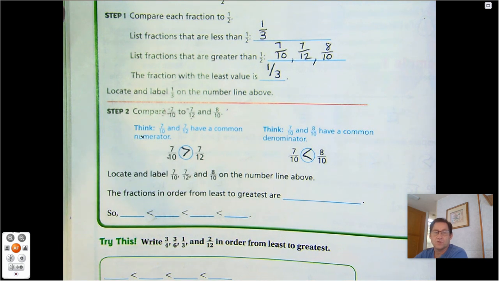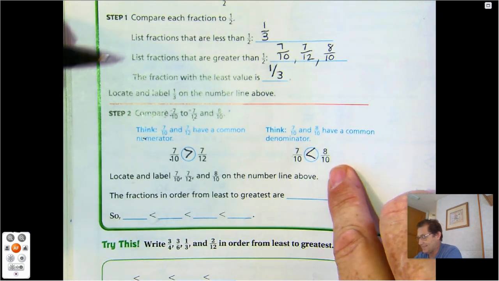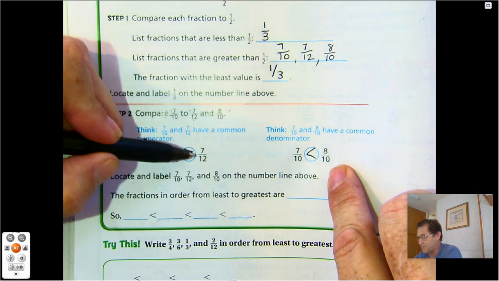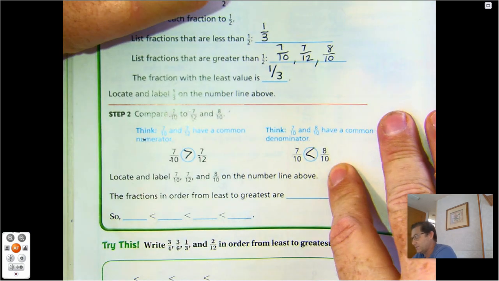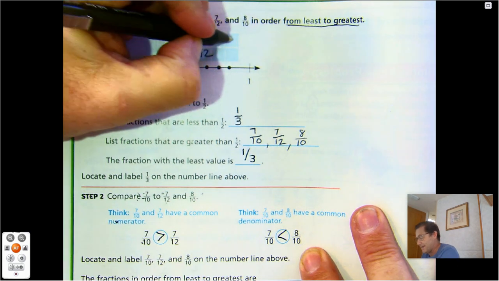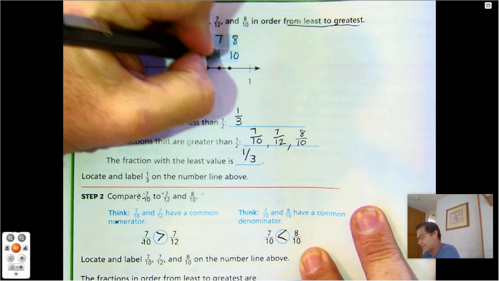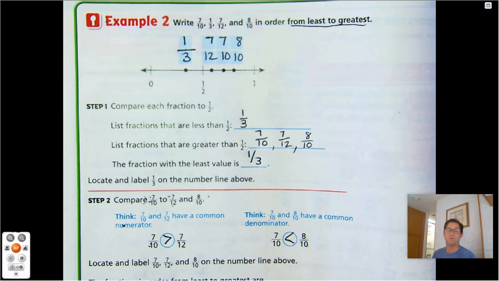So now we can put these in the right spots. 7/10 is smaller than 8/10, but 7/10 is bigger than 7/12. So 7/12 is second on the line. 8/10 is the largest, and 7/10 would go right there.